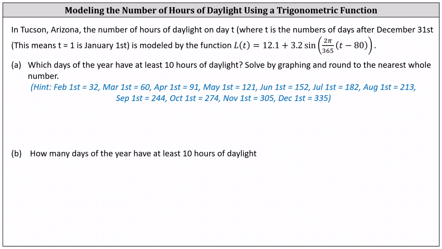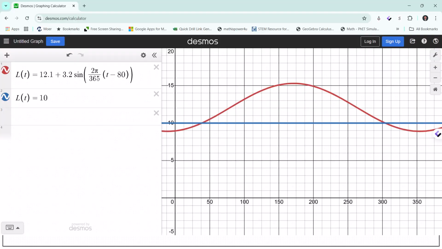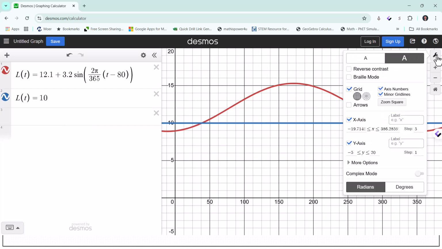I've already set this up using Desmos. The first step is to enter L of t in cell 1 and L of t equals 10 in cell 2. By clicking on the wrench, you can see the window I used to display the graph, and also notice I am in radian mode.